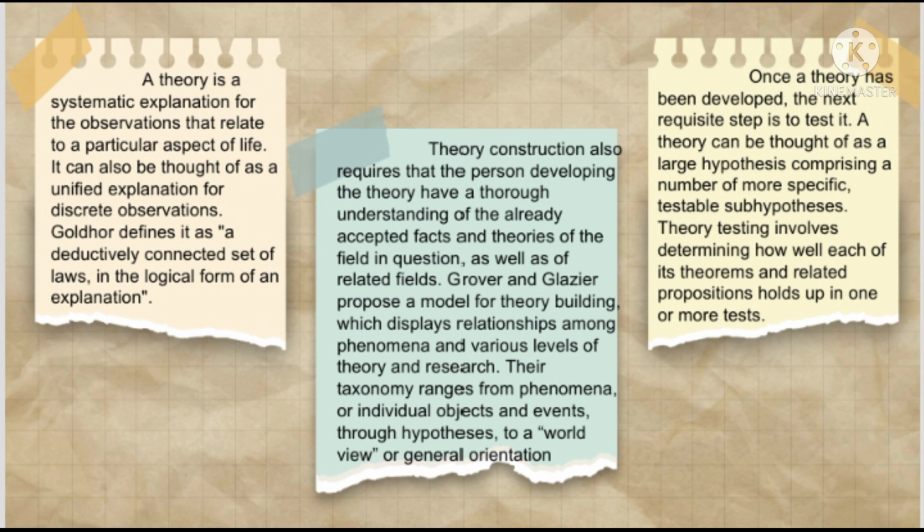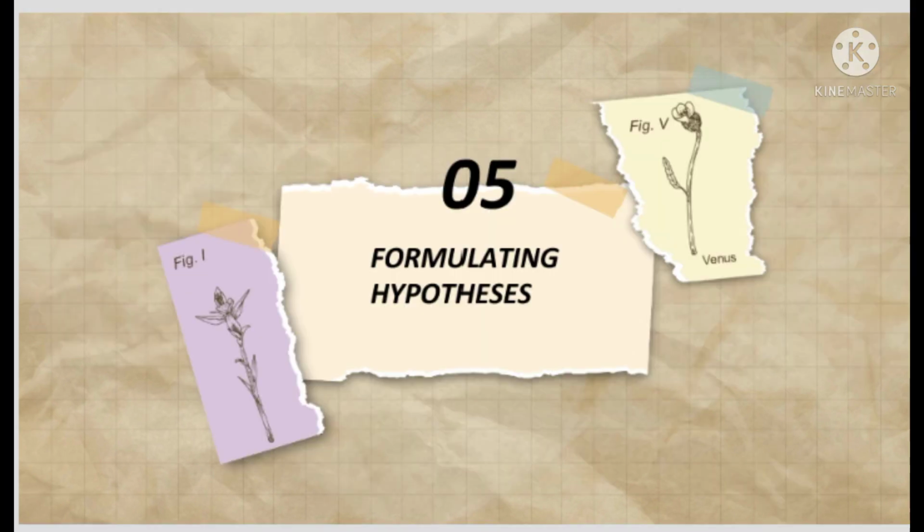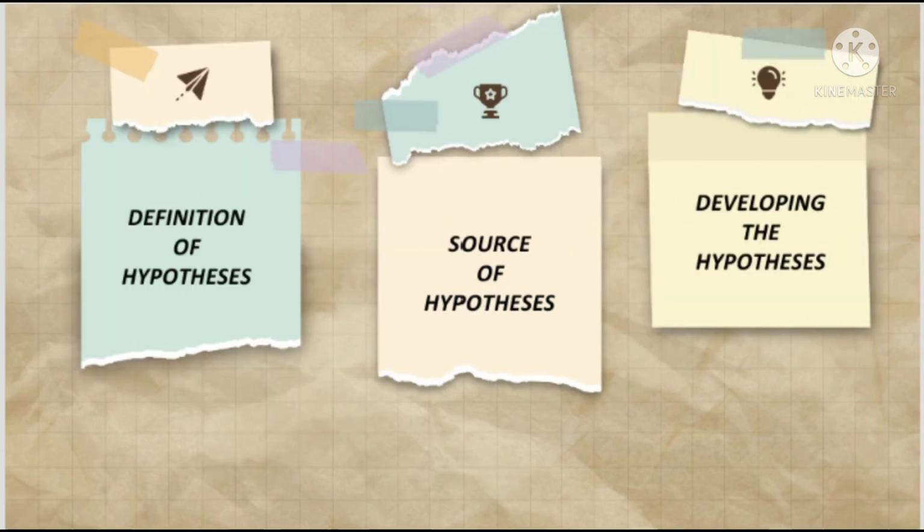Last is testing the theory. Once a theory has been developed, the next requisite step is to test it. Theory testing involves determining how well each of its theorems and related propositions holds up in one or more tests. The second major step in the scientific method of inquiry is formulating the hypothesis.